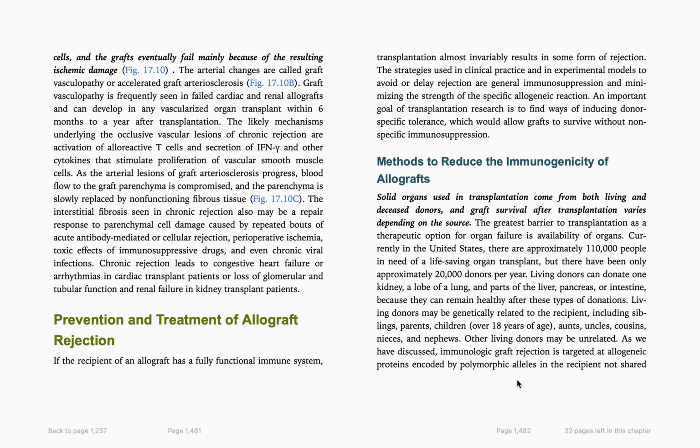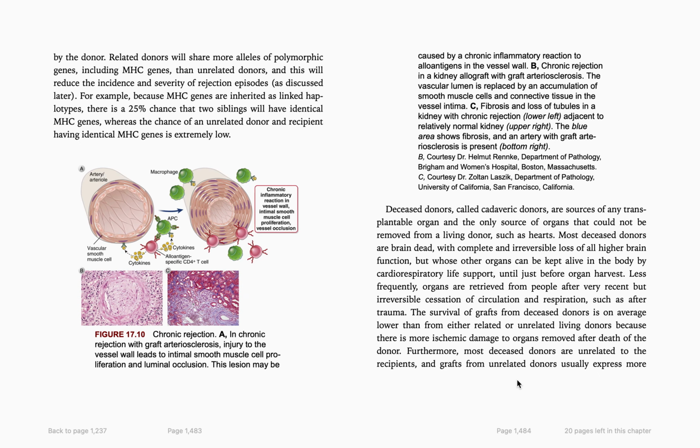Immunological graft rejection is targeted at the allogeneic proteins encoded by polymorphic alleles in the donor, not shared by the recipient. Related donors will share more alleles of polymorphic genes, including MHC genes, than unrelated donors, and this will reduce the incidence and severity of rejection episodes, as discussed later. For example, because MHC genes are inherited as linked haplotypes, there is a 25% chance that two siblings will have identical MHC genes, whereas the chance of an unrelated donor and recipient having identical MHC genes is extremely low.